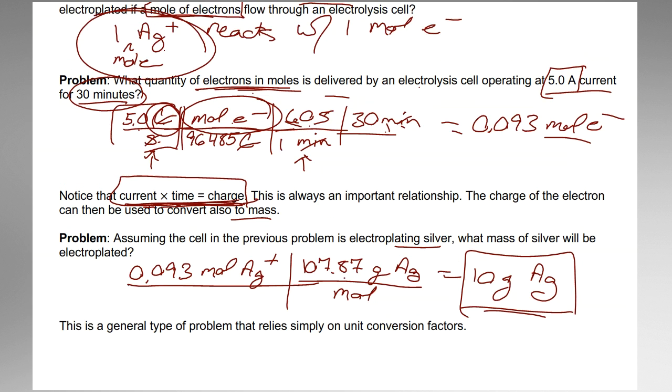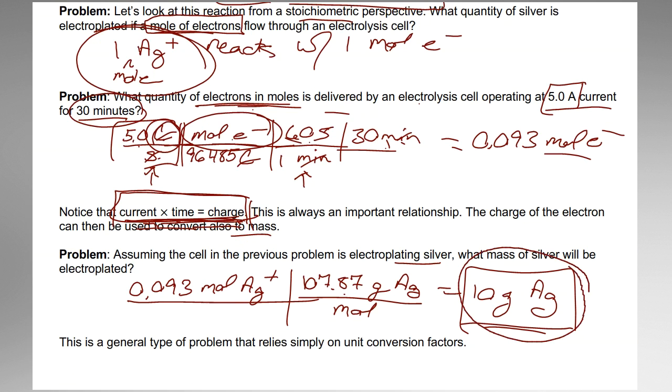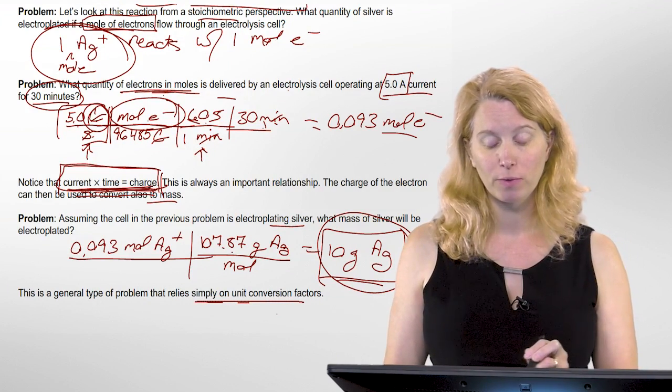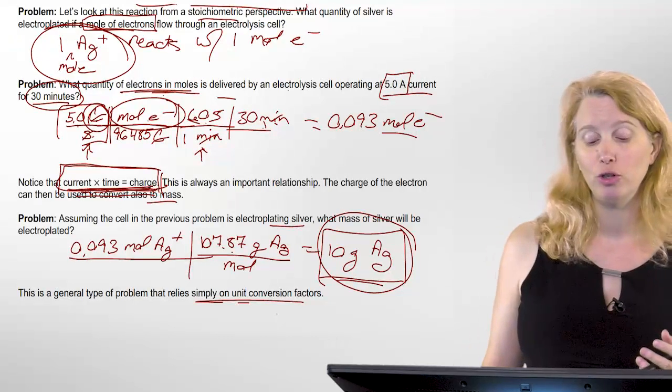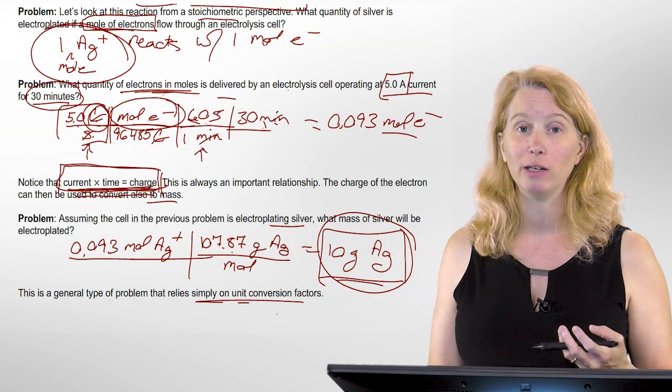But what you see is you can use the stoichiometry that you find in a chemical reaction, as well as this relationship between current passed and charge to determine the mass of a chemical reagent. And this is really just a simple unit conversion. So this is no different than any other stoichiometry problem that you've solved. It's just that one of the reagents is an electron.